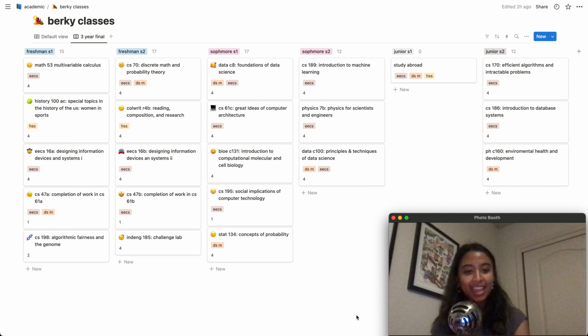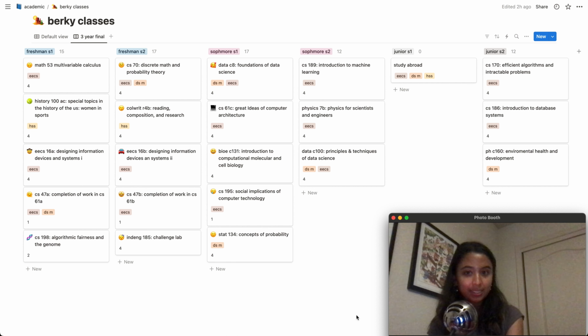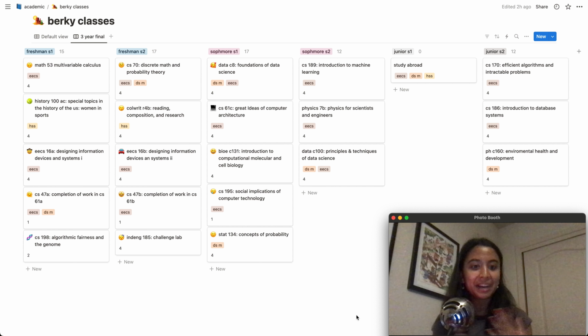And then Data C100, Principles and Techniques of Data Science. This class was honestly still a breeze for me because I had worked in Python in the past, I'd used pandas in the past, and I was also taking 189, which covers machine learning, at the same time as this. So I feel like this was a lot easier compared to that. But depending on how comfortable you are with data science, Python, and machine learning, that will impact you. But I really like taking Data 100 and CS 189 together. So I definitely recommend that if you have the option to do so.